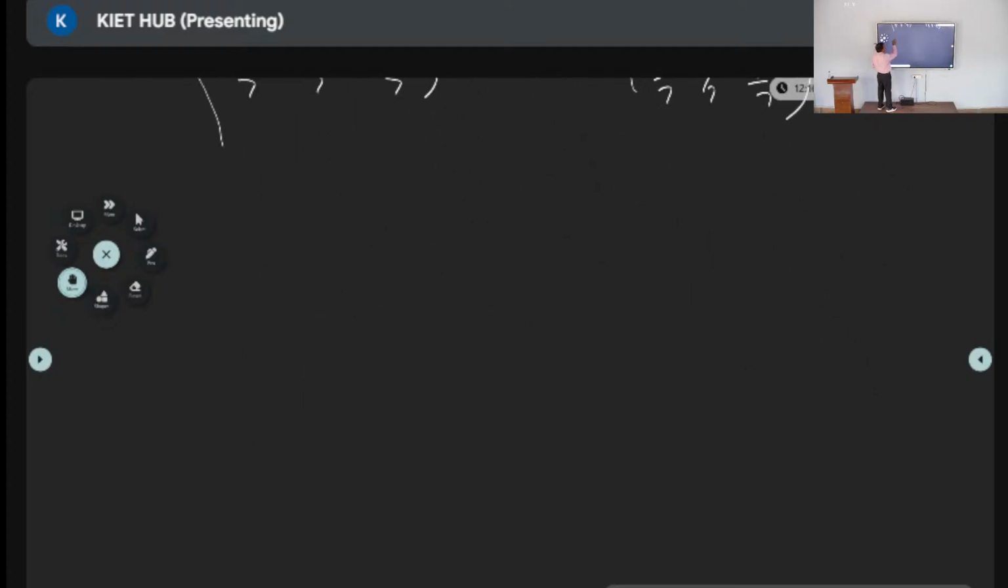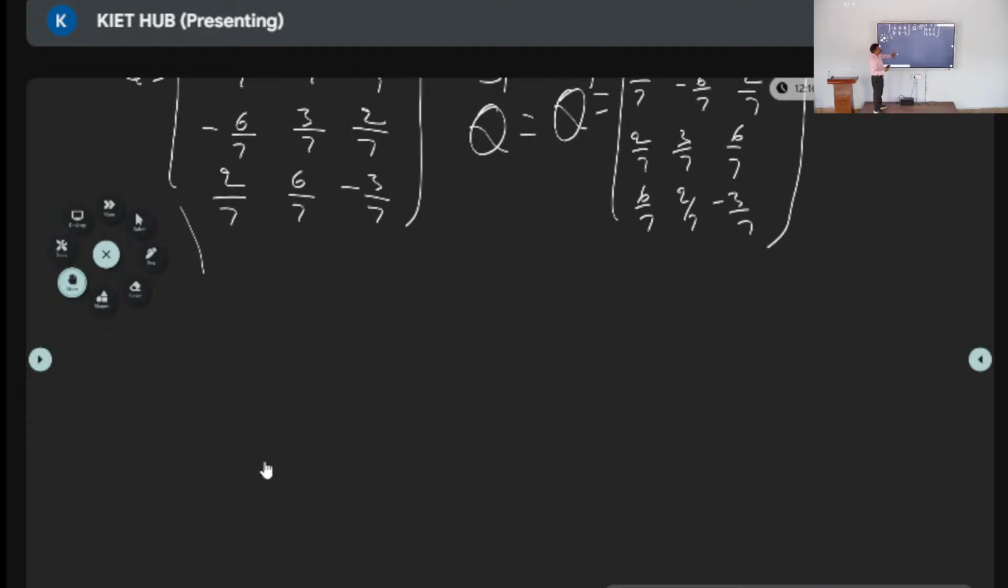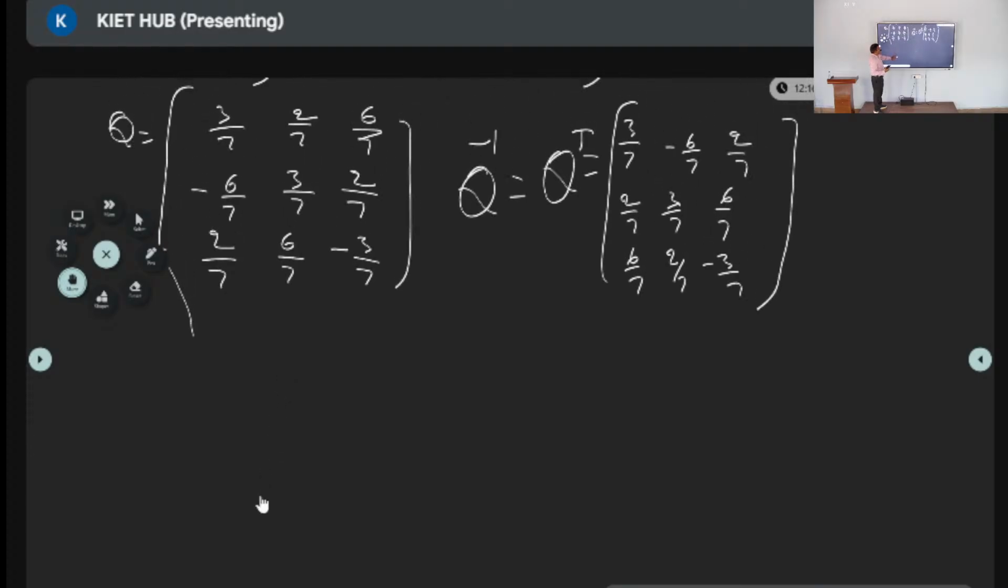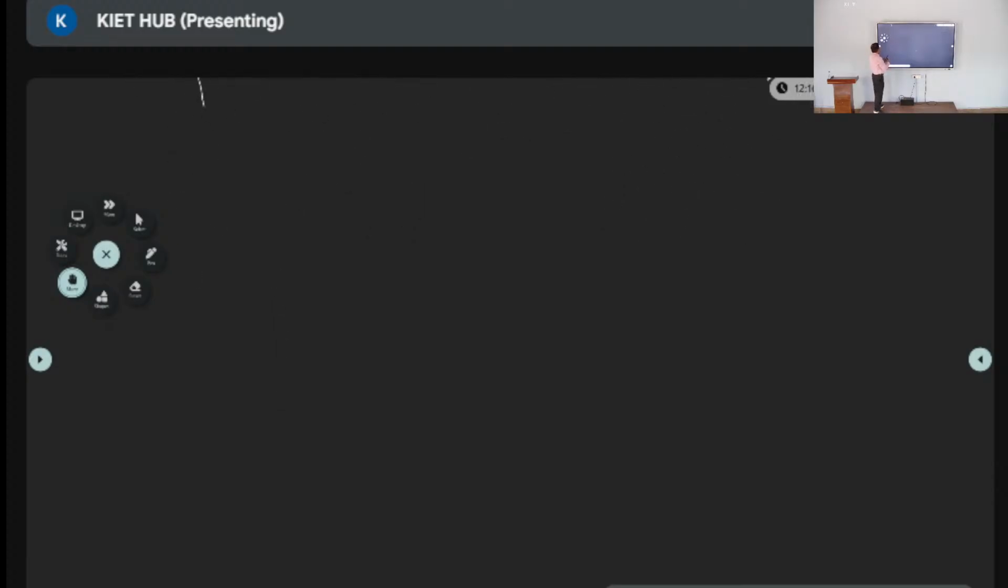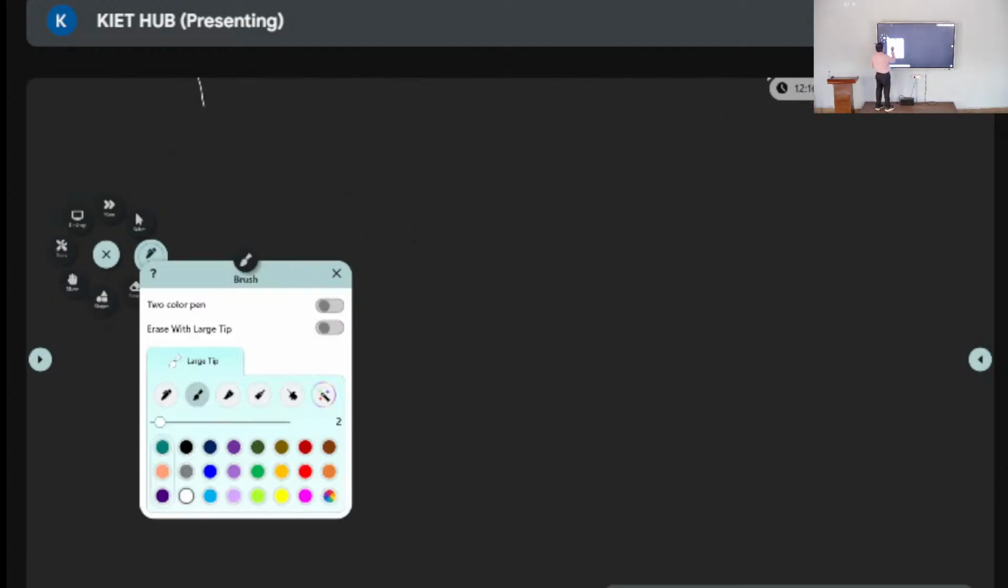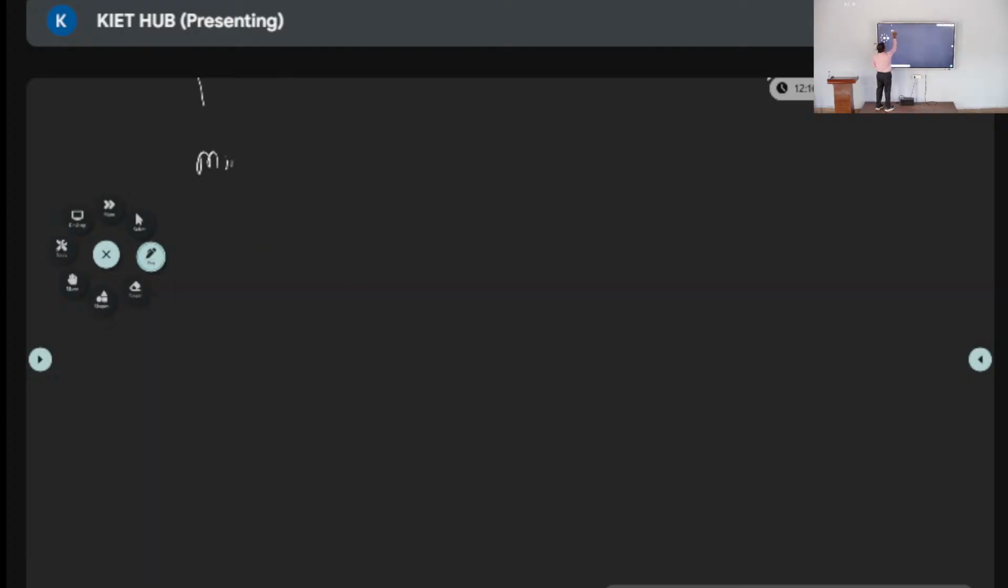Next, minor definition. Last one is clear now? No confusion? Next, minor definition. What is a minor definition?